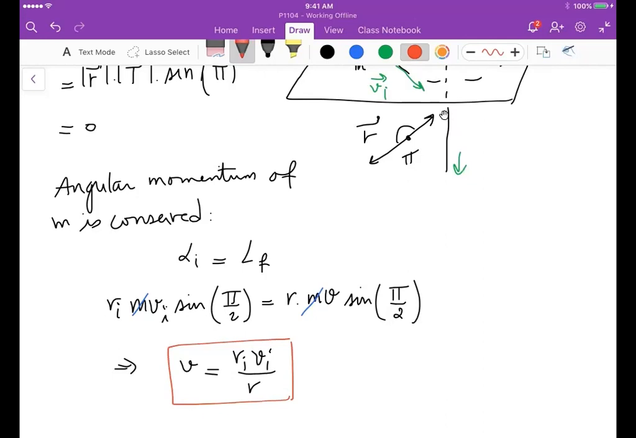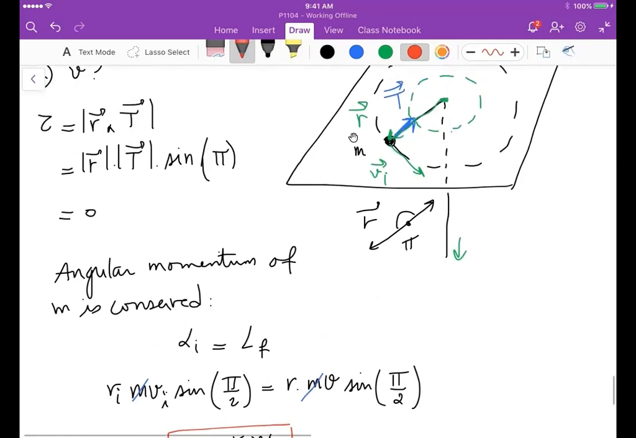Now, that was the first question. The second question is, how much is the tension in the cord? This was question number 2. Find the tension in the cord as a function of R. Okay. Let's have a look at the figure again.